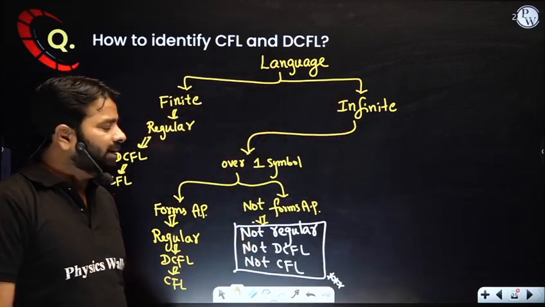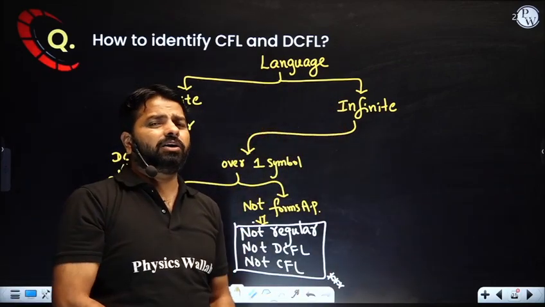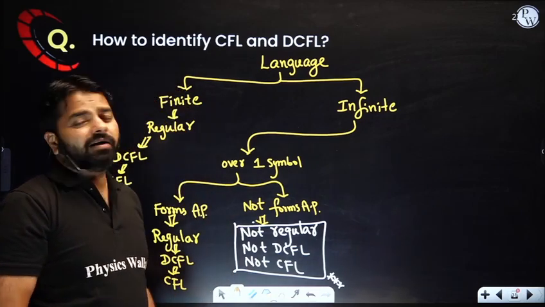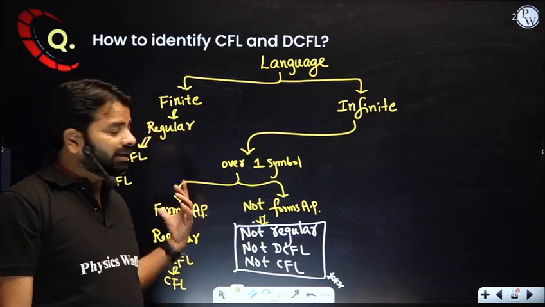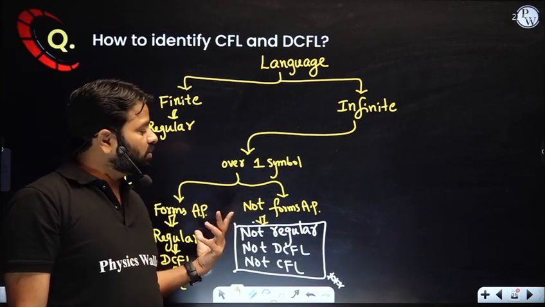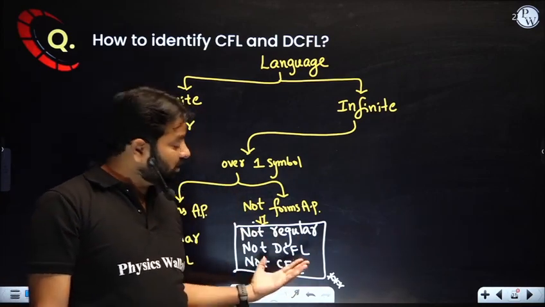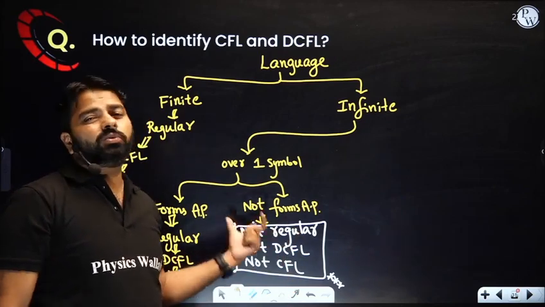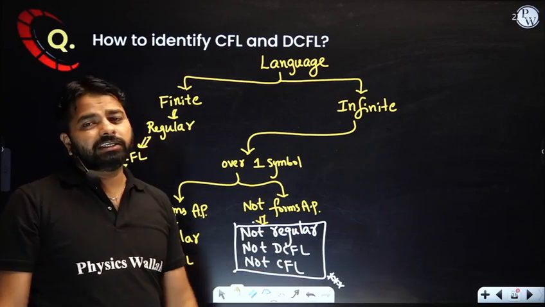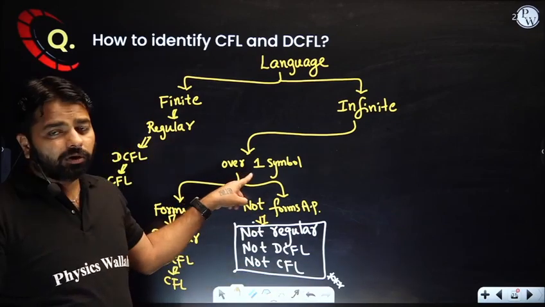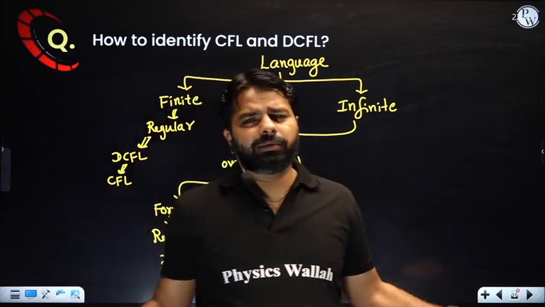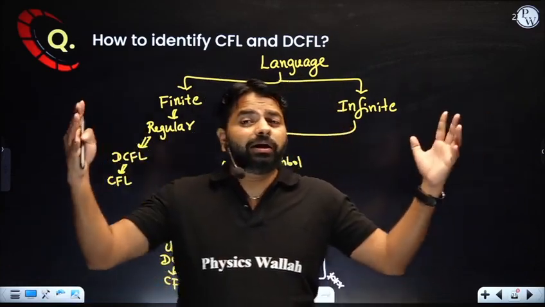Here, when the language has only one symbol, you can't have any string with more than one symbol. Then in that case, all regulars are CFLs. Obviously, that's true. All non-regulars are also not CFLs. See, if it is not regular, if you don't have a finite automata, you don't have a PDA for this language especially. And this is the point I'm talking about. Over one symbol, PDA and finite automata are equivalent. See, this is another point I'm concluding.